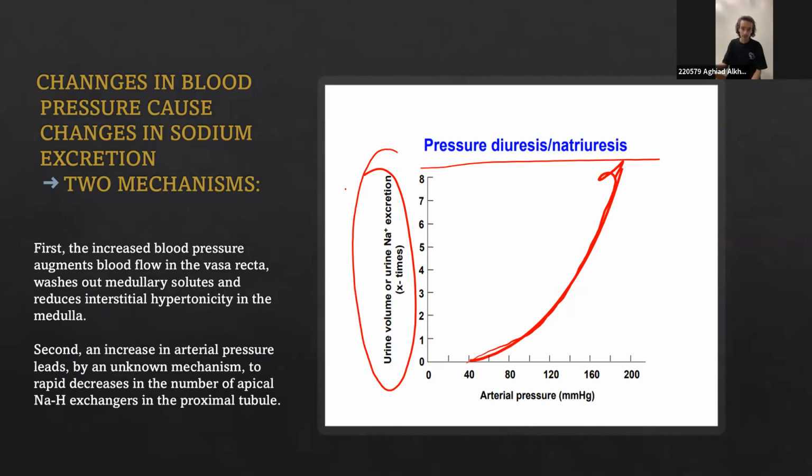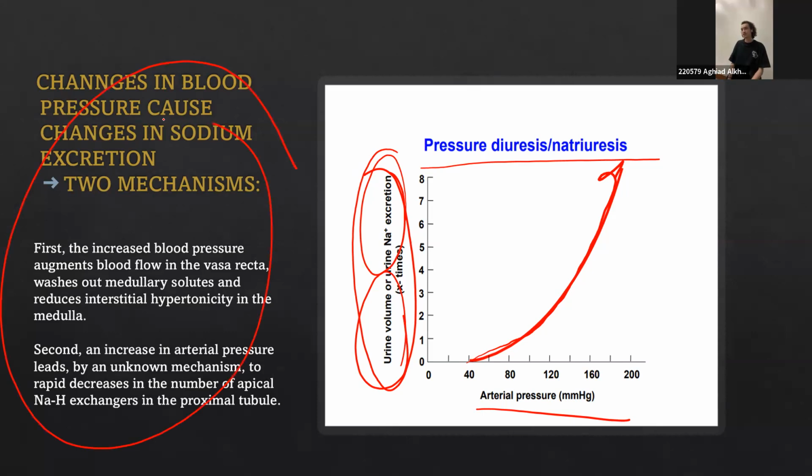Logically, okay. So again, more volume, you get rid of that water. That would be with urine volume or excretion of sodium, because it retains the water. So this graph should summarize all these words simply.